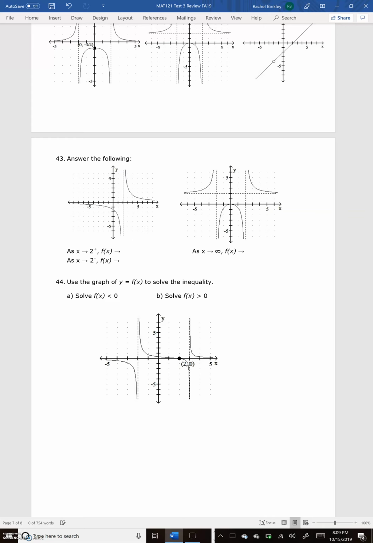Okay, now let's do this all again for the second one. As x approaches positive 2 from the right-hand side, we're looking at this. Looks like it's going to positive infinity. As x approaches 2 from the left-hand side, it's right here. It's going to negative infinity. And as x approaches infinity positively, it's going this way. It looks like it's approaching, where's my asymptote here? Positive 2.